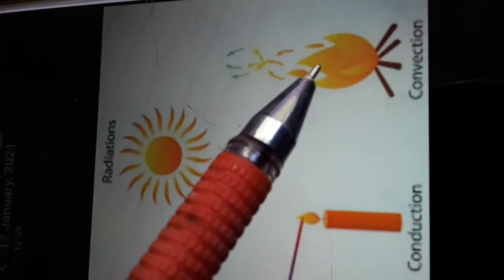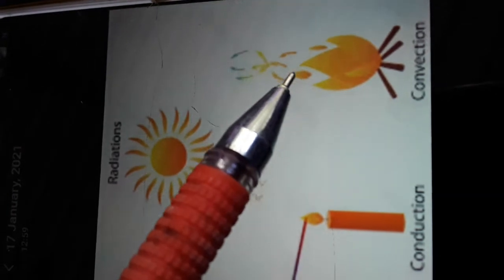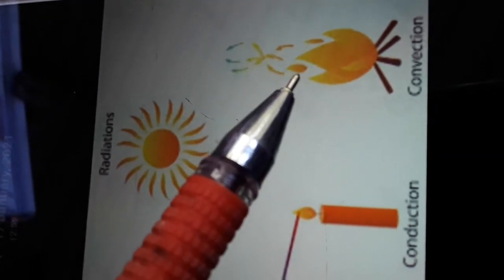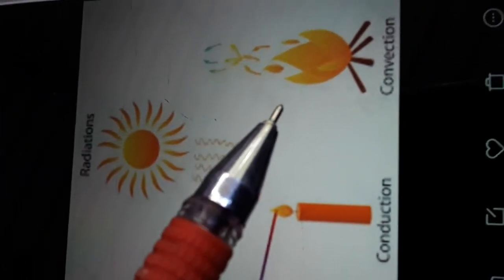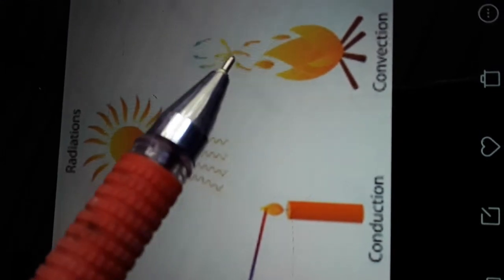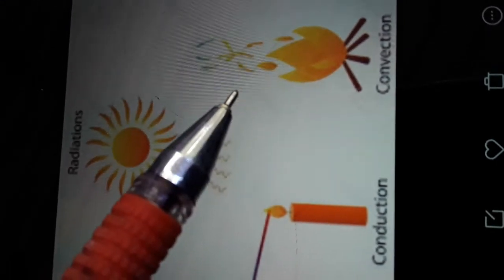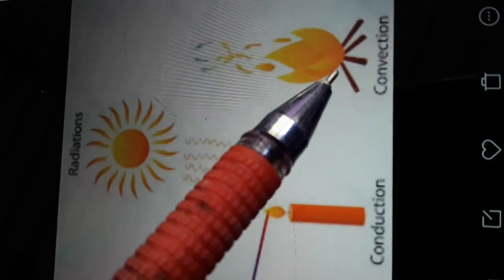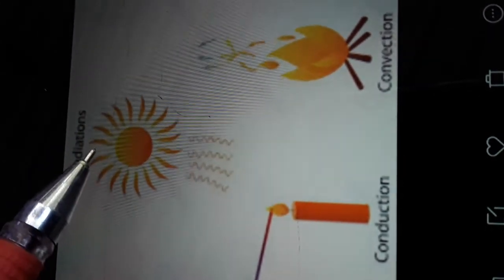The convection will take place. So, define convection. Convection is a flow of heat through the fluid from the places of higher temperature to the places of lower temperature of the fluid itself. That's only convection. Now radiation, from the sun we will get radiation.